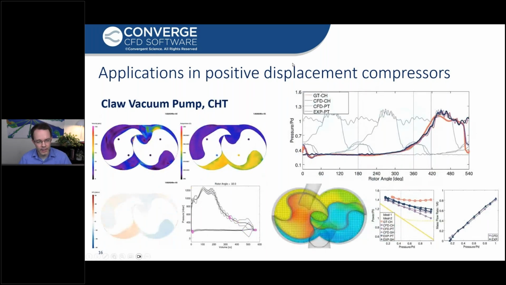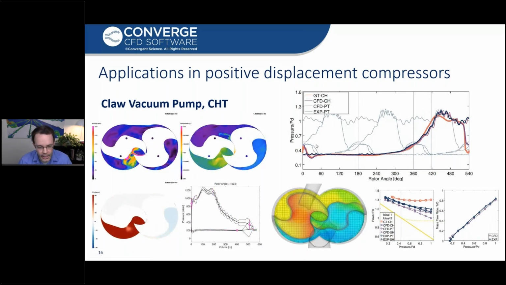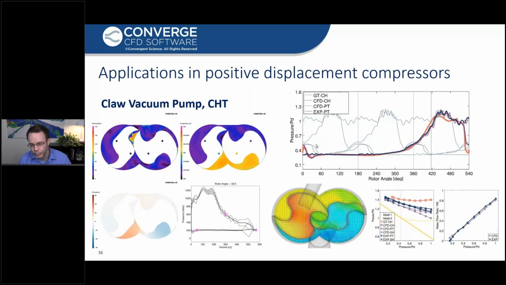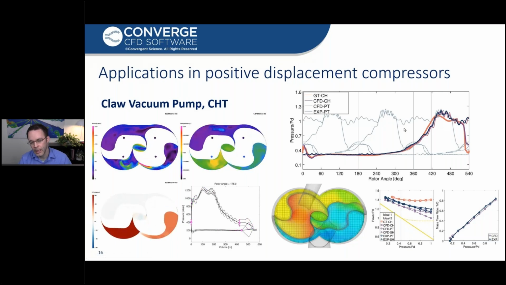And finally, we have a claw vacuum pump modeled with Converge, where we looked in great detail at the inner chamber pressure and the pressure pulsations during the discharge process. We compared to experimentally measured values as well as values from a 1D modeling tool. And we compared this going from an ambient type condition all the way down to a relatively low vacuum and ensured that the mass flow rate could be adequately captured as well as the power across that wide range of the flow conditions, going just about to the terminal mass flow rate for this device.